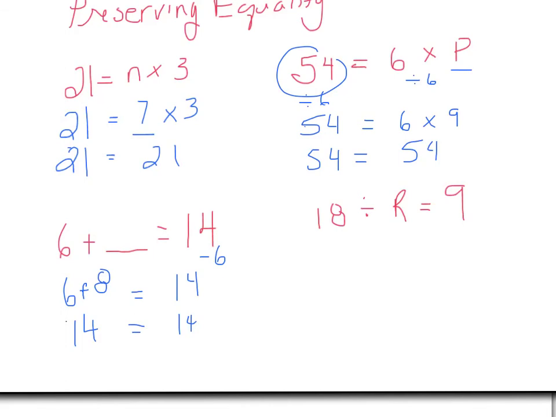Next one, 18 divided by r equals 9. 18 divided by what is going to give us 9? 18 divided by 2 will give us 9. So that means they are equal, and r equals 2. The letter r in that equation would be the number 2.